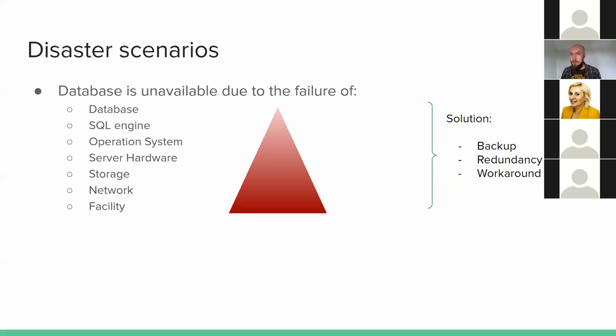And the third solution is a workaround. And here it's really important that it all depends on you as engineers, as stakeholders, because it's something that you need to invent, especially for your case. It's a creative task. You need to think, okay, even if the system is not available, what can I do to minimize my cost, my loss?